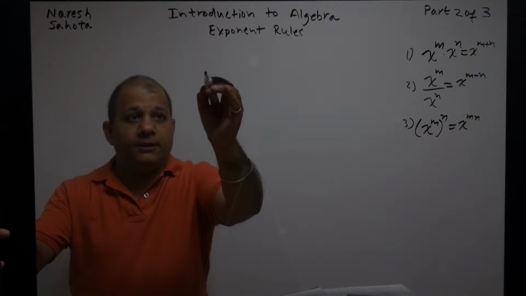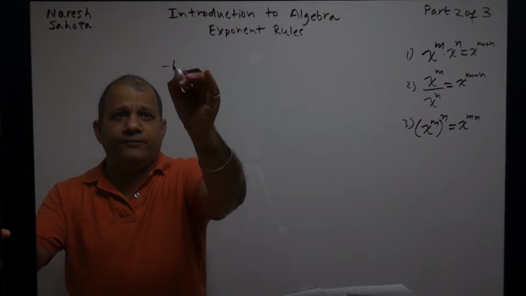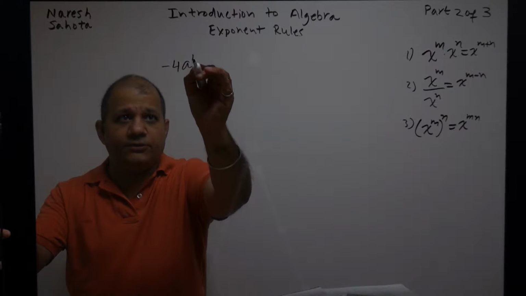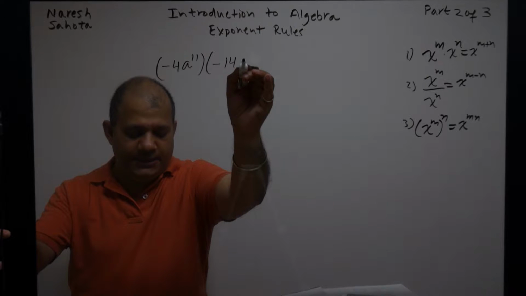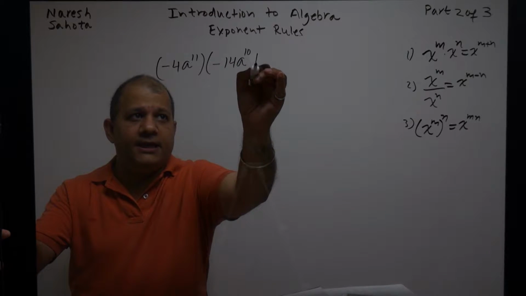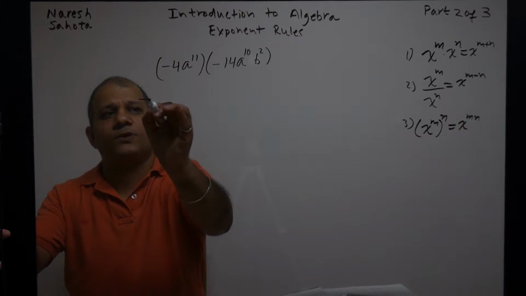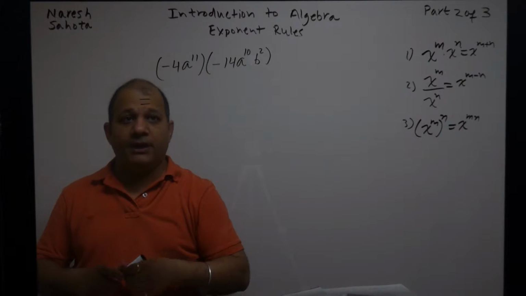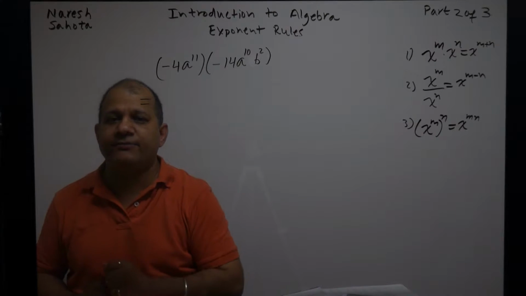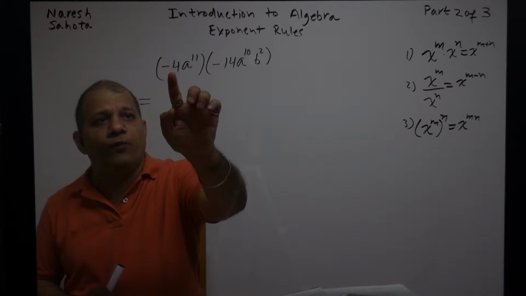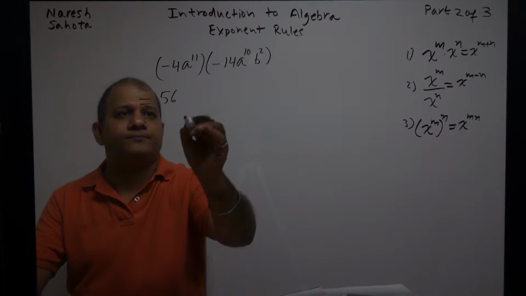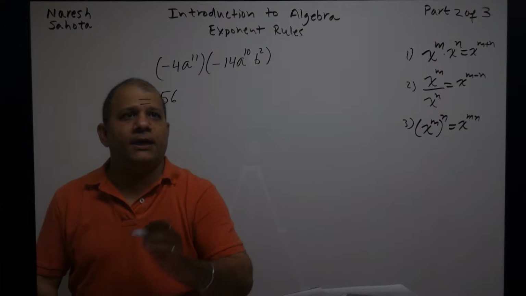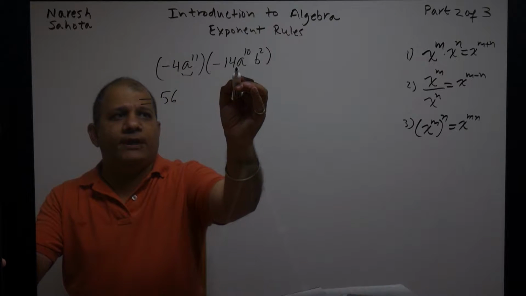So what about something like this? Negative 4a to the 11 times negative 14a to the 10 b to the 2. Let's multiply. Negative times negative is going to be positive. 4 times 14 is 56. And now we have base a, we have base a.